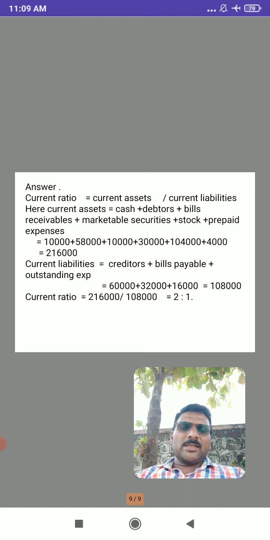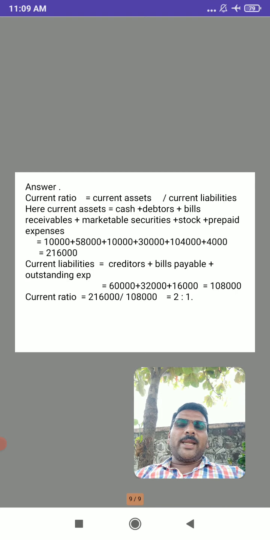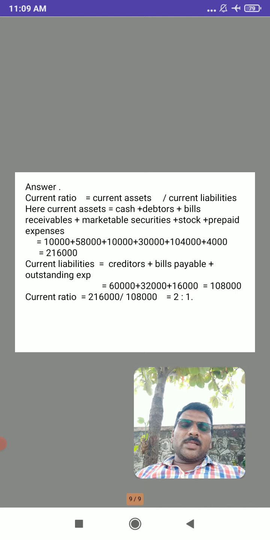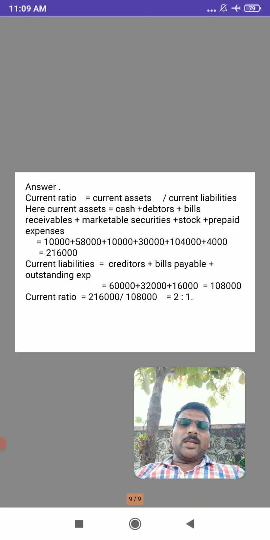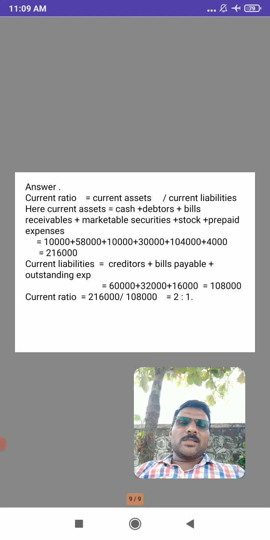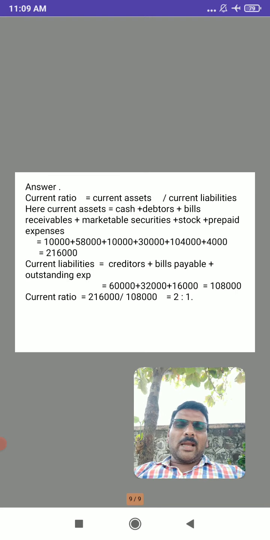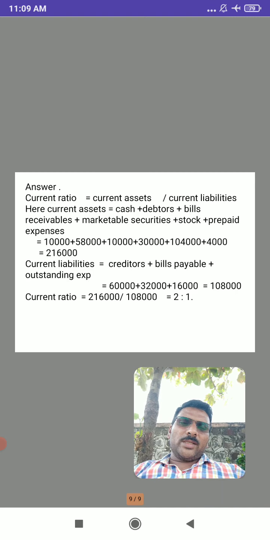Next, current liabilities equal creditors plus bills payable plus outstanding expenses. From the given information, we take the creditors 60,000, bills payable 32,000 and outstanding expenses 16,000. So in total we get 1,08,000 as current liabilities. After getting current assets and current liabilities, we can easily calculate current ratio, which equals current assets divided by current liabilities, means 2,16,000 divided by 1,08,000, which equals 2:1. So here the current ratio is 2:1.